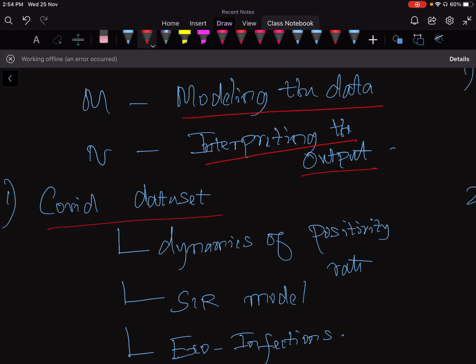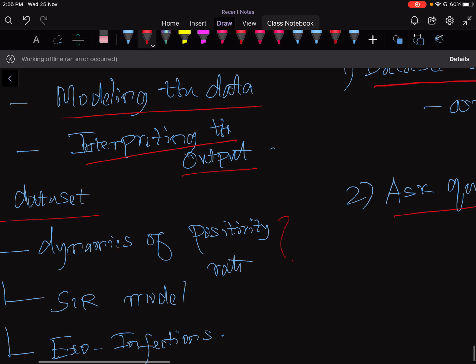So in this case, the data set is already available to you. Now, for example, if I want to look at the dynamics of the positivity rate, how does the positivity rate vary from maybe the starting of the COVID, around the middle of March, until now, the end of November? How the positivity rate has changed, the dynamics of it, in India. Or you can also look into some states, maybe Rajasthan or maybe Delhi.